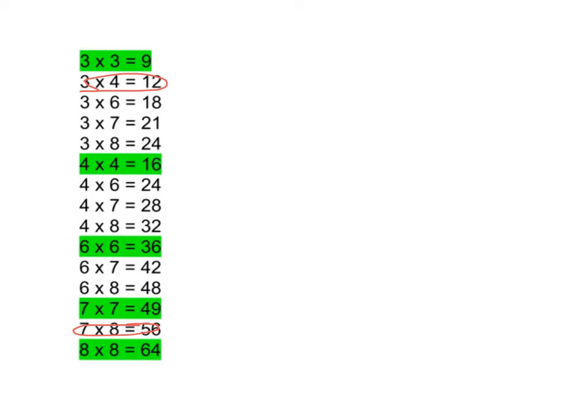Alright, let's check out 8 times 8. I ate and I ate until I got sick on the floor. 64. So 8 times 8 is 64. So that knocks out this one. Now guys, you are down to 12 facts.